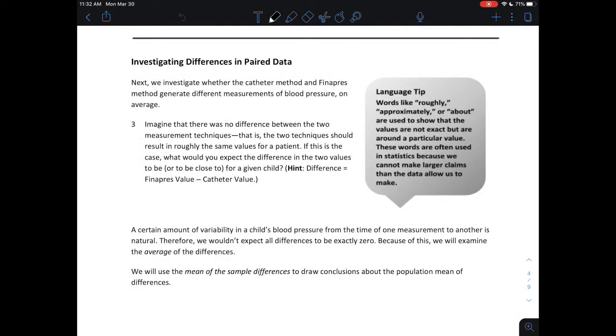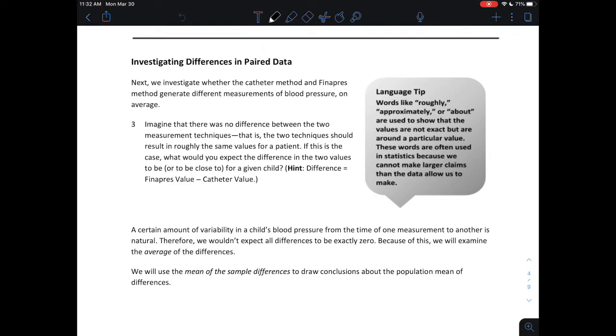Investigating differences in paired data. Next, we investigate whether the catheter method and Finepress method generate different measurements of blood pressure on average. Number 3, imagine that there was no difference between the two measurement techniques. That is, the two techniques should result in roughly the same values for the patient. If this is the case, what would you expect the difference in the two values to be, or to be close to, for a given child? So hint, difference is equal to Finepress value minus catheter value.